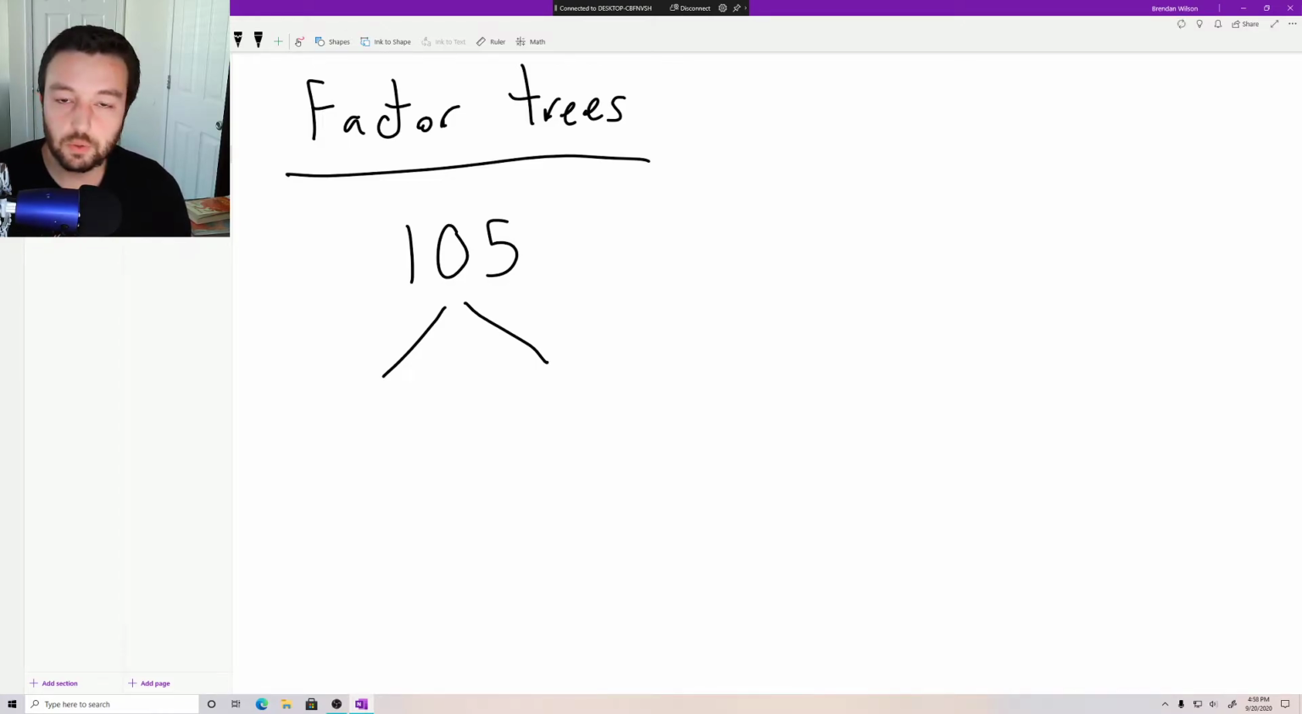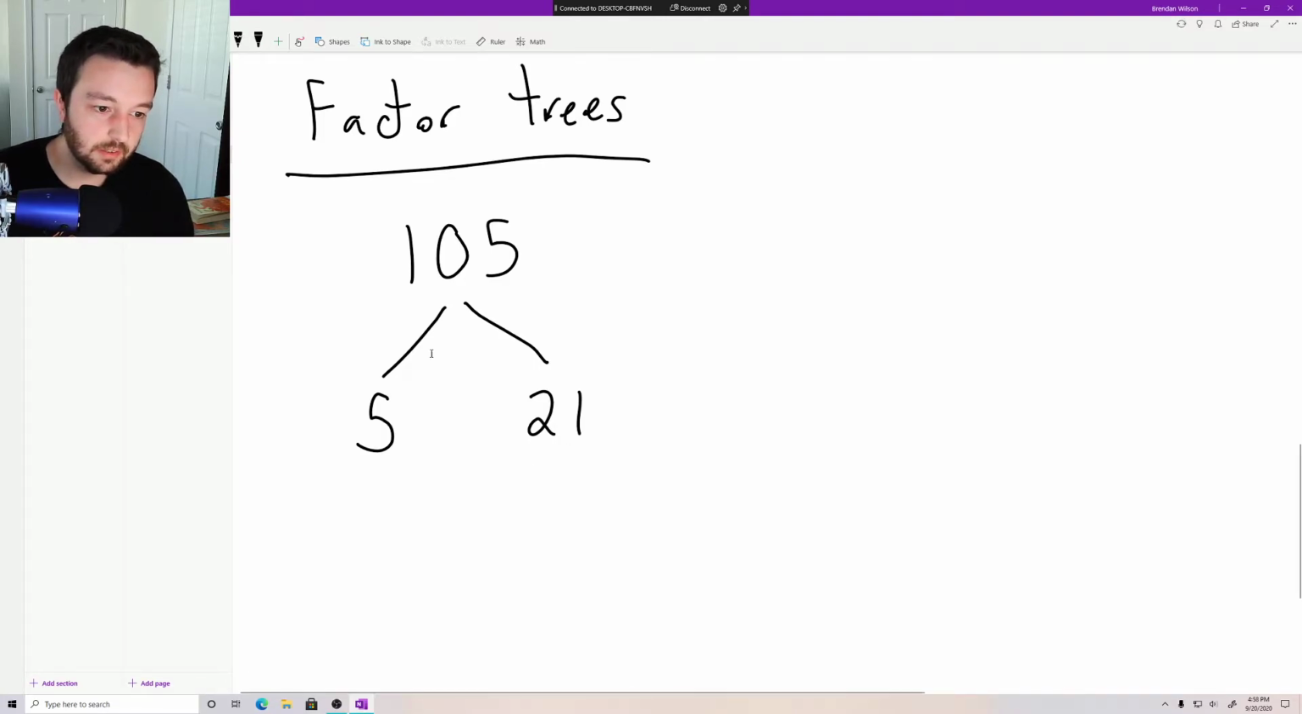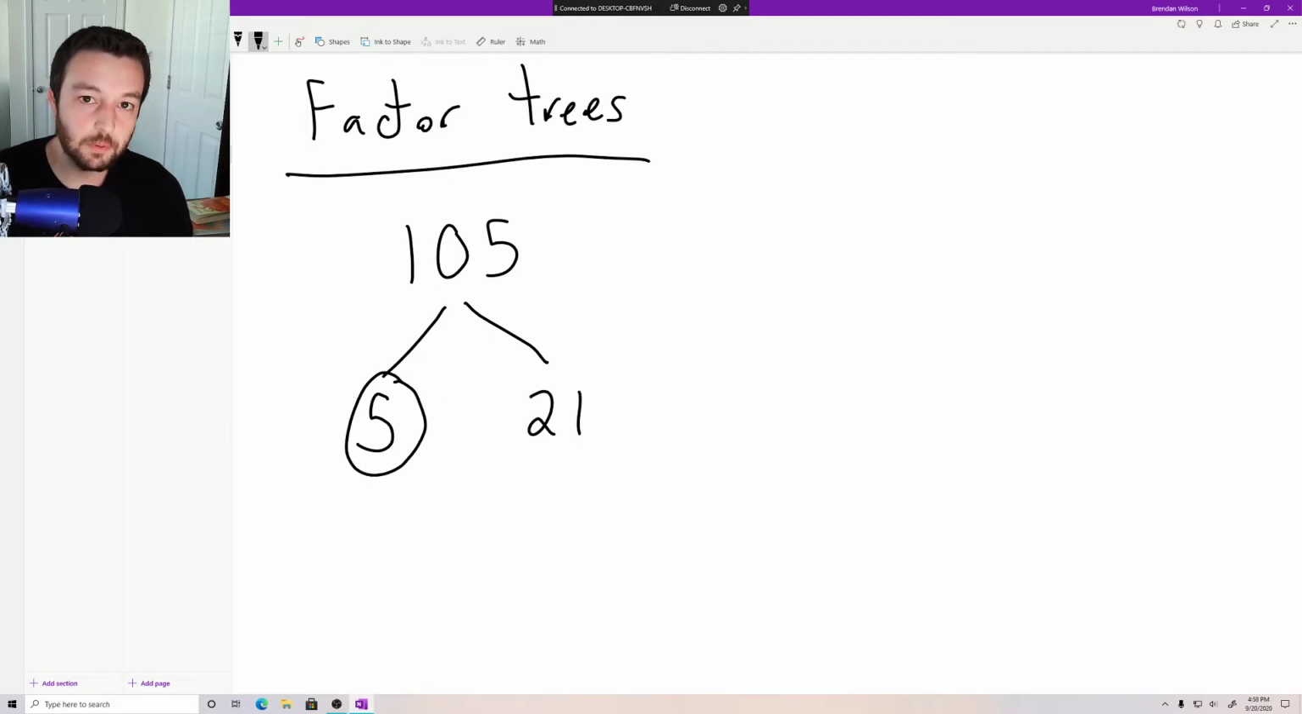Okay. So it could be any 2 factors. Here we know 5 is a factor, and it's going to be 5 times 21. Okay. So 5 times 21 gives us 105. So we broke 105 down into 5 times 21. Now 5 is prime, so we don't need to break that down anymore. So we can go ahead and circle it so that we know we're done with it.